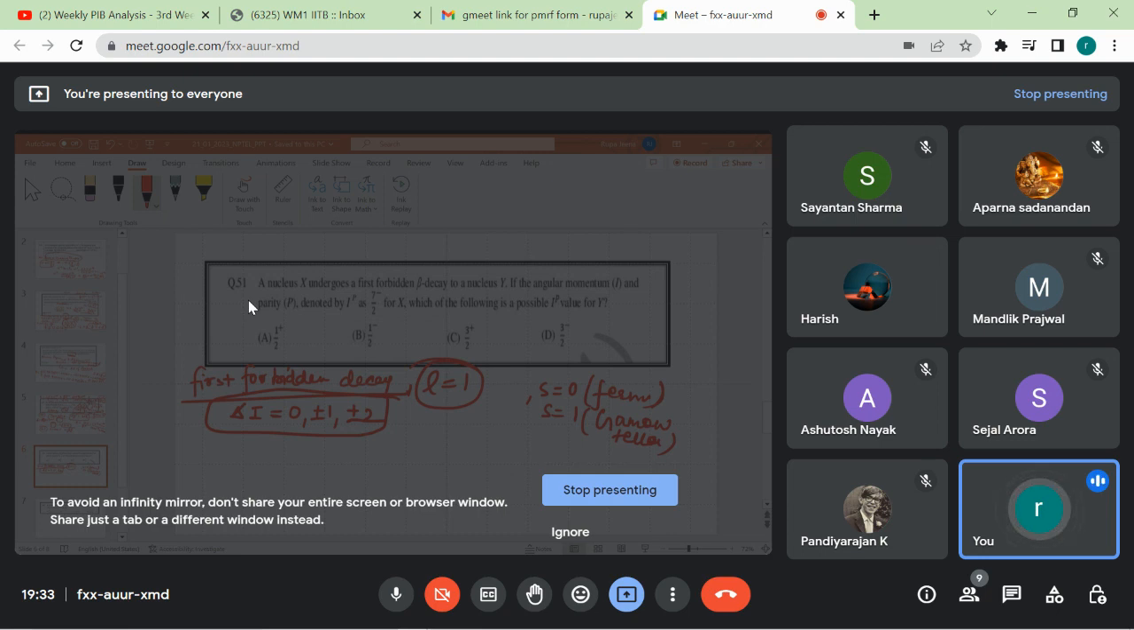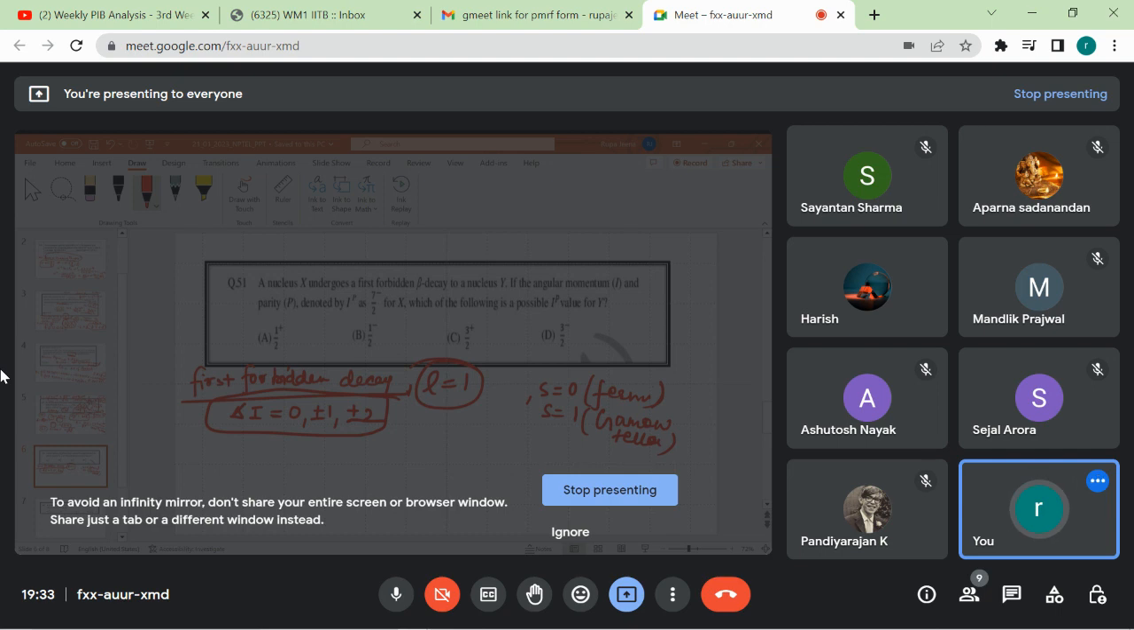I hope the question is clear to everyone. Which one? C. See, L is equal to 1, so that means there will be a change in parity. Parity is minus 1 raised to the power L. So if L is 1, parity will change. So we can ignore these two, B and D. These two options are wrong because parity is not changing in them.